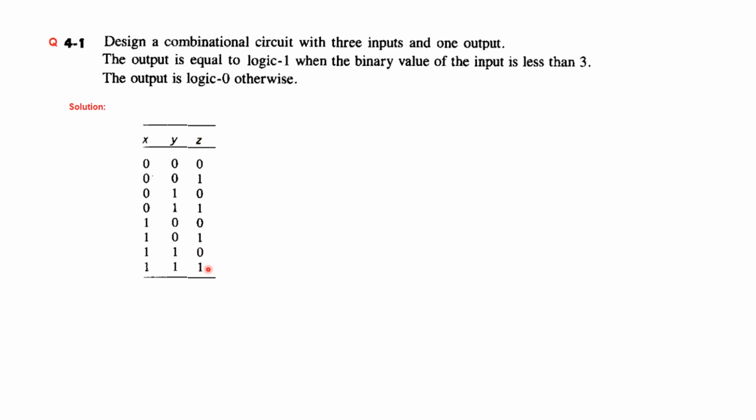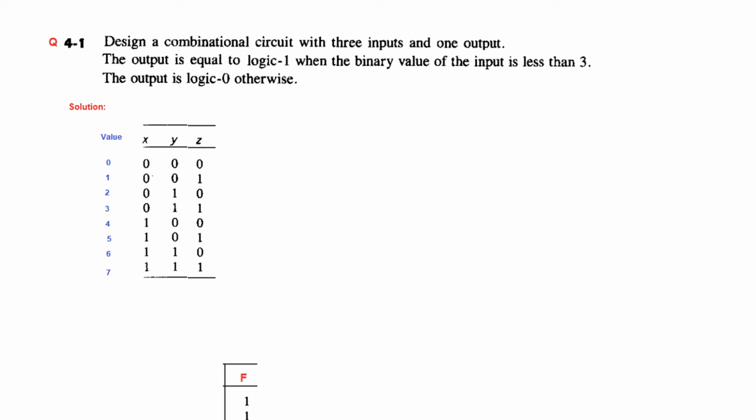Now we have to find their equivalent values. Although it says binary values, to me it should have been the decimal equivalent anyway. So this is the decimal equivalent value: this is 0, this is 1, 2, 3, 4, 5, 6, and 7. What it is saying is that the output is equal to logic 1 when the value of the input is less than 3. So less than 3 means up to this point the output should be 1, and for the remaining, it should be 0.